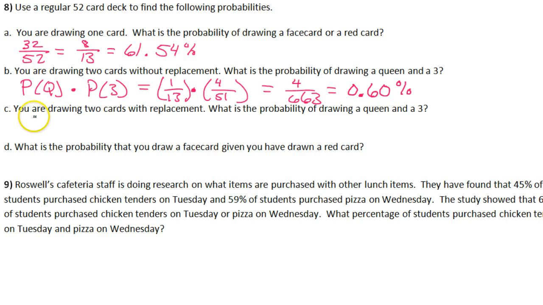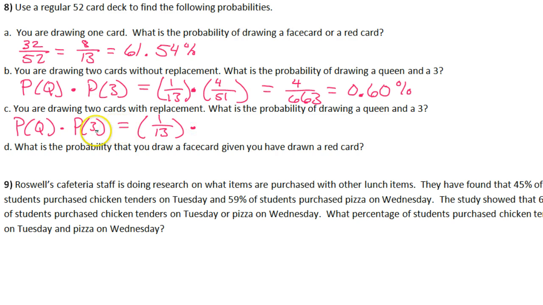The next one. You are drawing 2 cards with replacement. So this time we're putting the first card back. What's the probability of drawing a queen and a 3 now? Well, it's still going to be the probability of drawing that queen times the probability of drawing that 3. The probability of drawing the queen has not changed. It's still going to be 1 out of 13. I mean, it started out as 4 out of 52. That reduces down to 1/13.